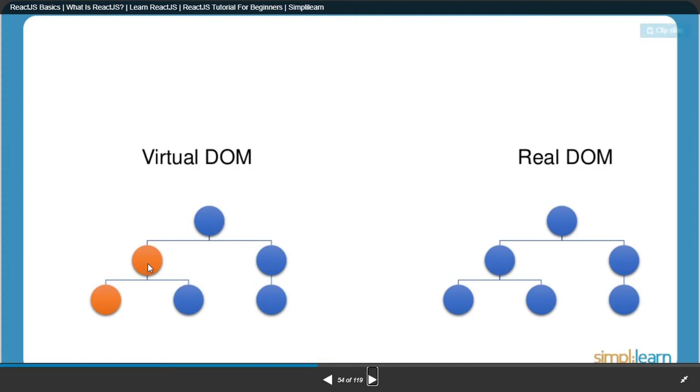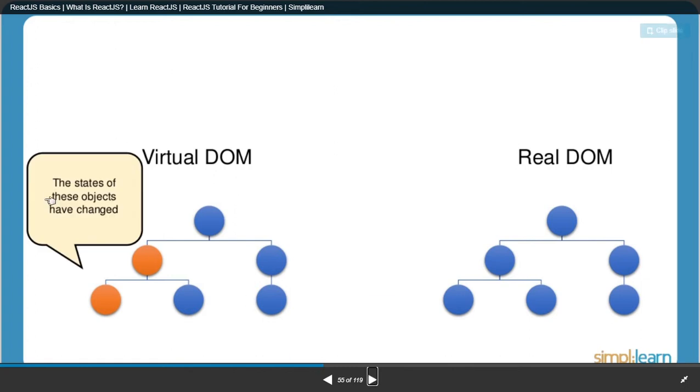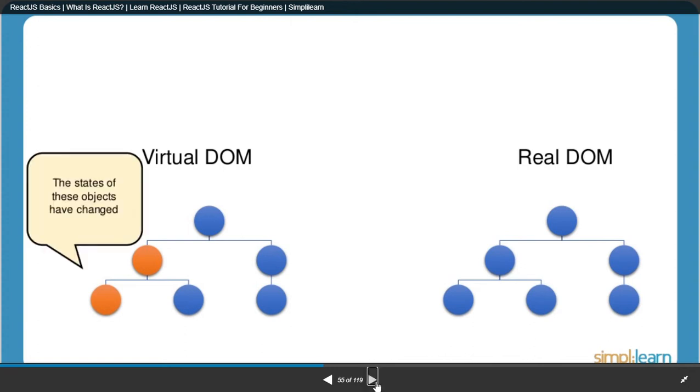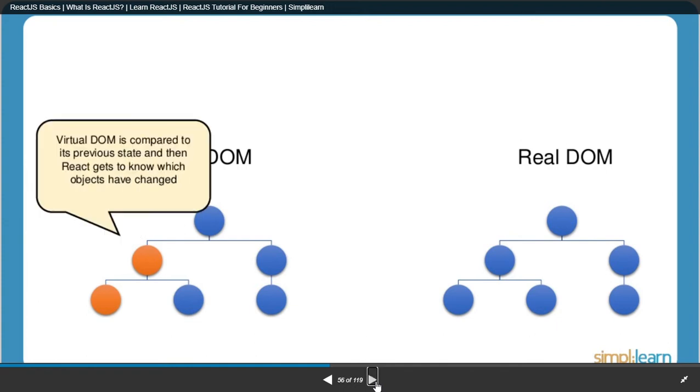Consider that this root, this element and this element have changed. The value got changed. Consider that the state of these objects has been changed in your DOM. So now the state of these objects has changed. Okay, so now the virtual DOM will compare to the previous state.